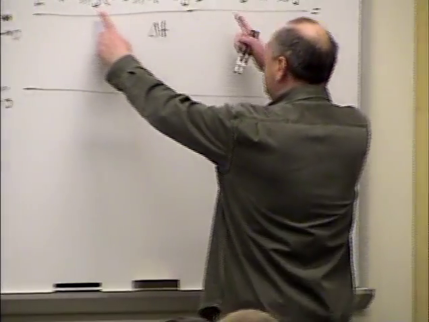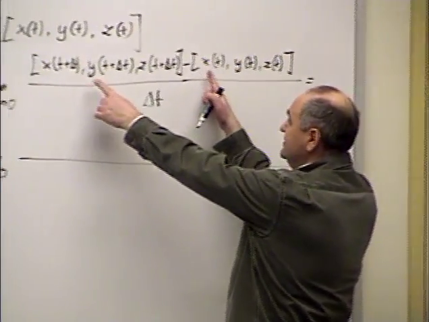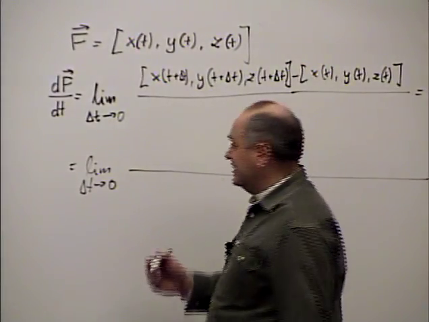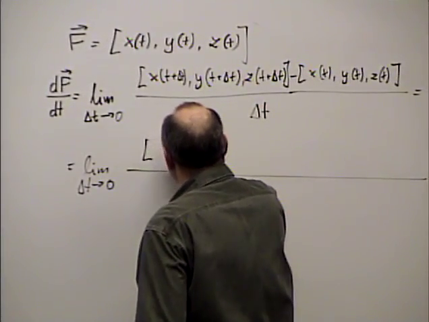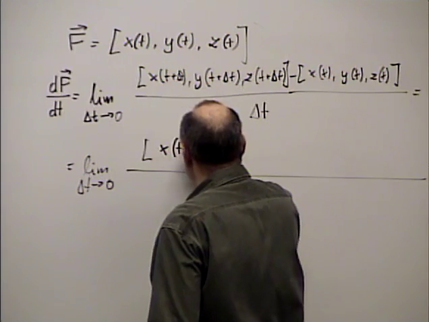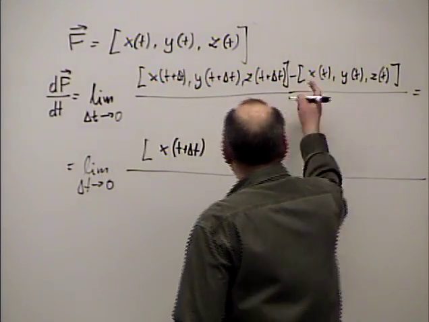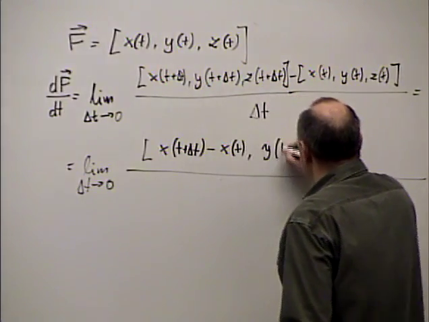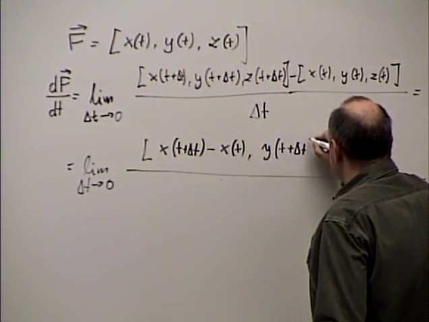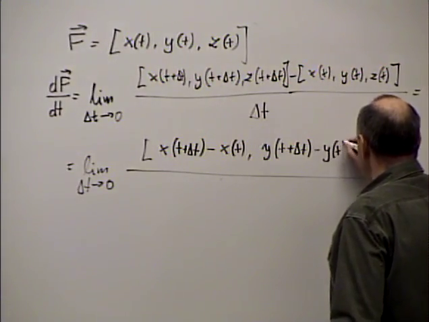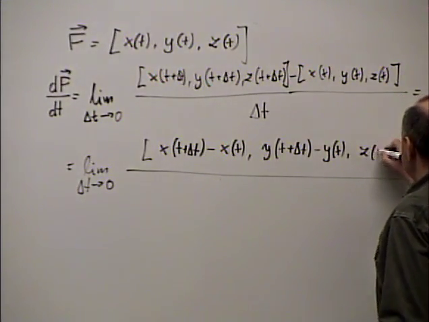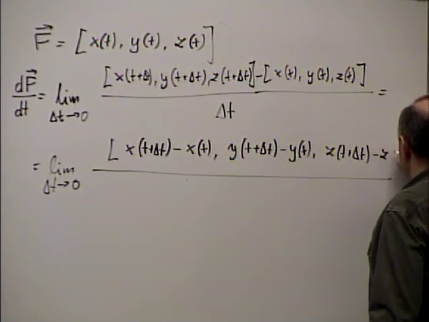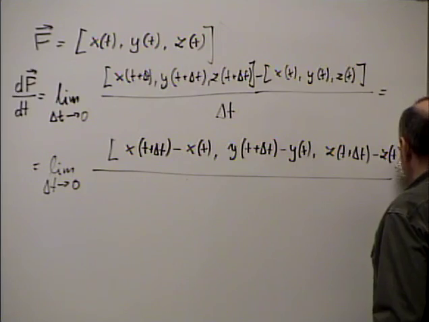All right, so now let's perform the operation of this addition. I can combine it into one vector. So the scalar components of this vector are going to be x of t plus delta t minus x of t, y of t plus delta t minus y of t. And for z, we will have z of t plus delta t minus z of t.